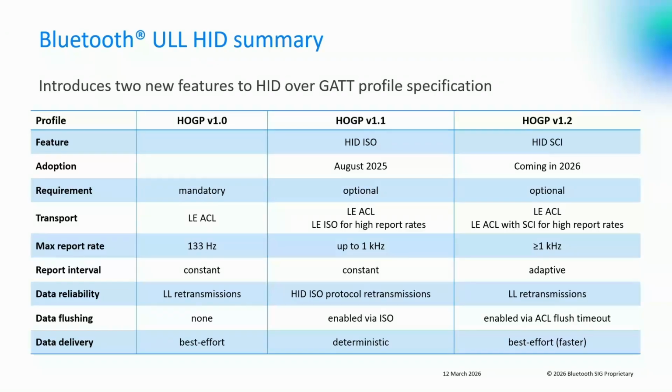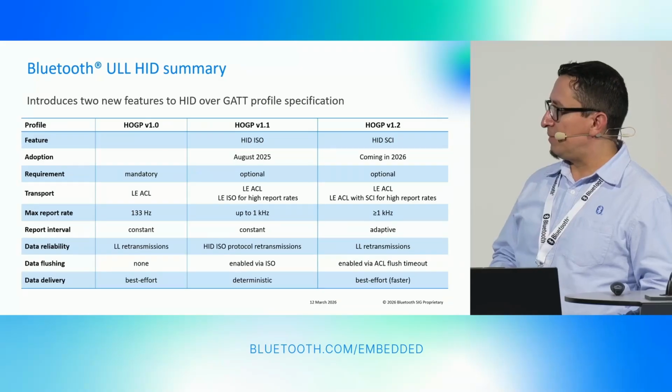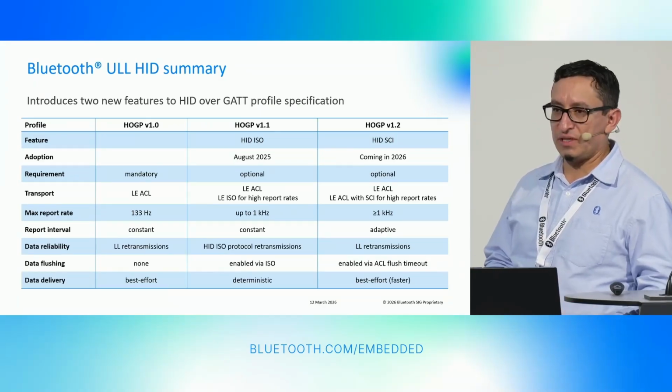If we look now at HID over GATT profile version 1.1, here is where we introduce the HID SCI feature. This is coming in Q2 of this year. HID SCI as well is an optional feature, not mandatory. The transport used in this case is all based on ACL, but ACL with shorter connection intervals to achieve the higher report rates. The max report rate achievable with HID SCI is 1 kilohertz or greater, depending on implementation and resources available.